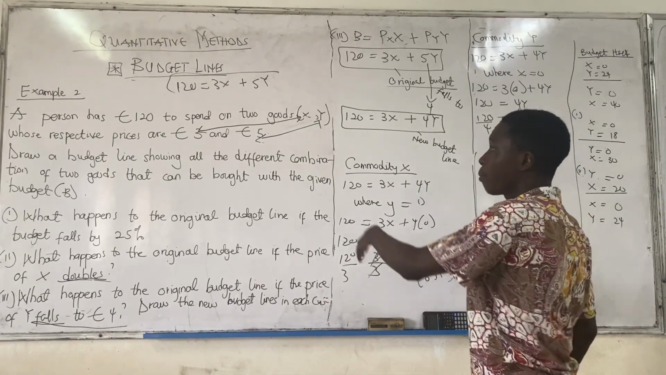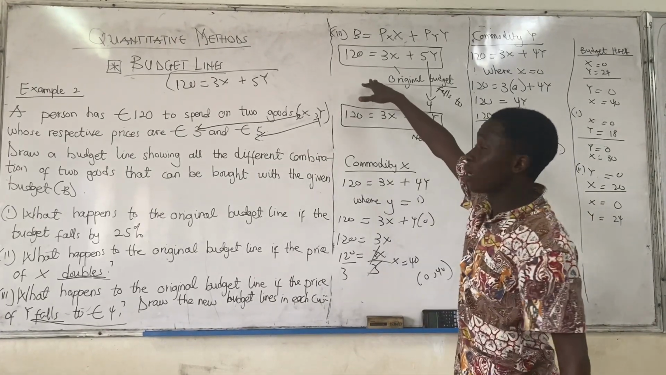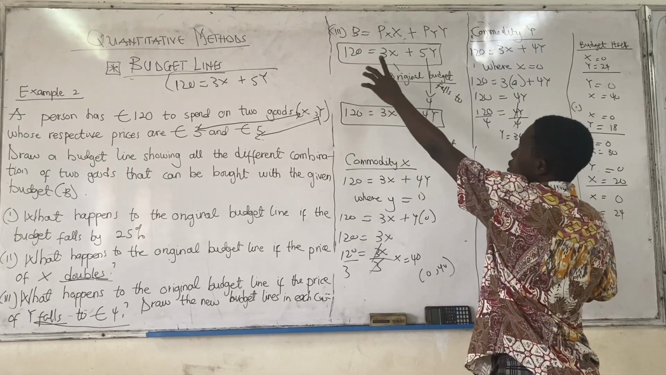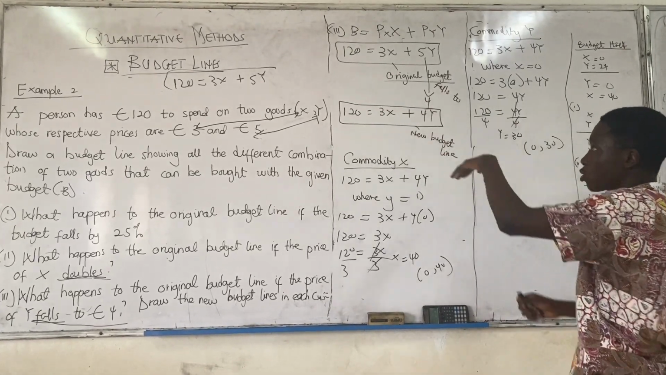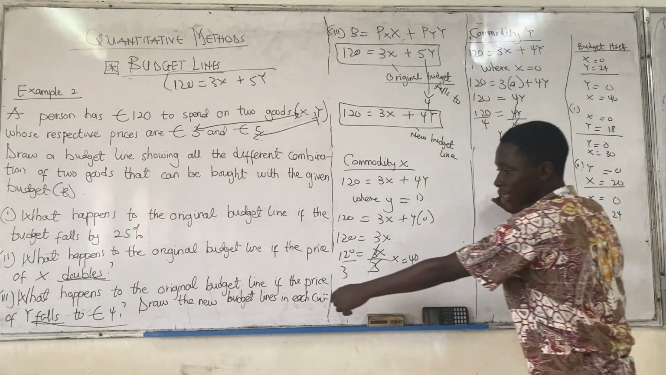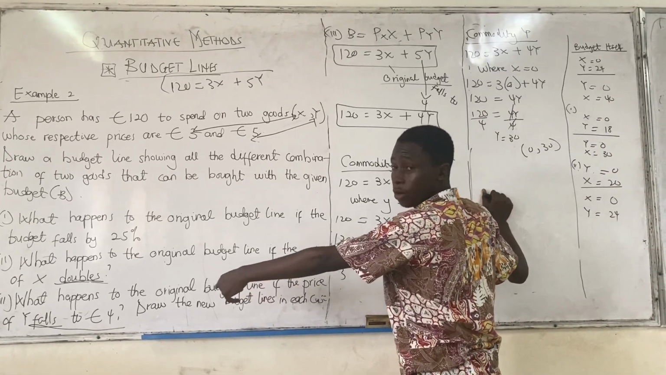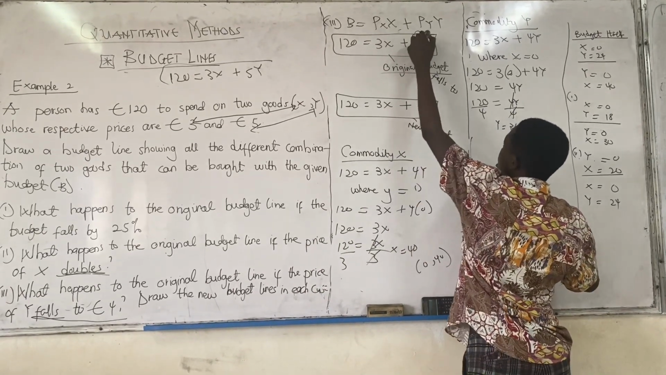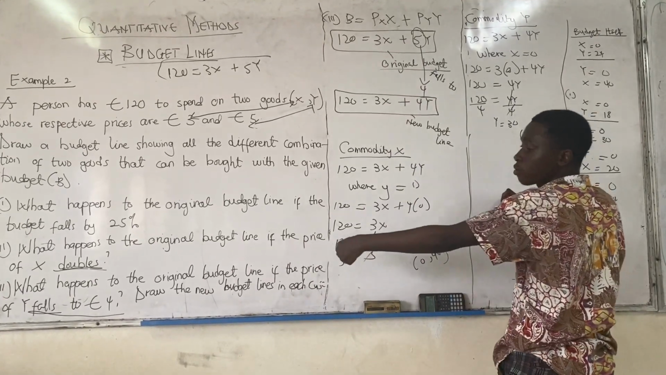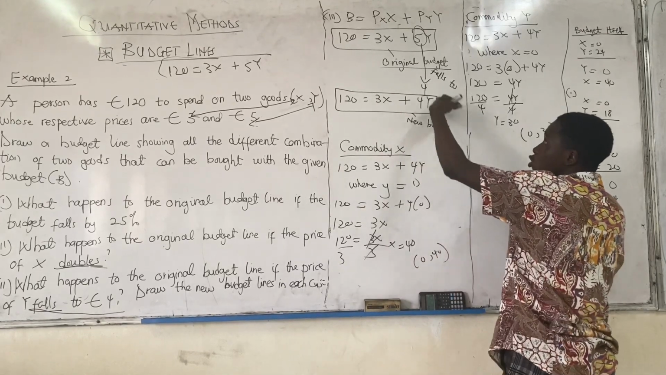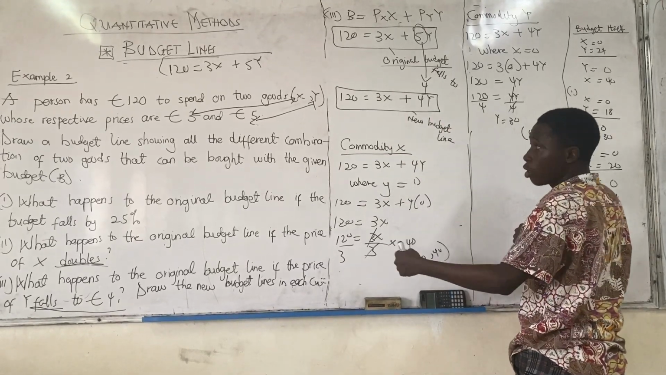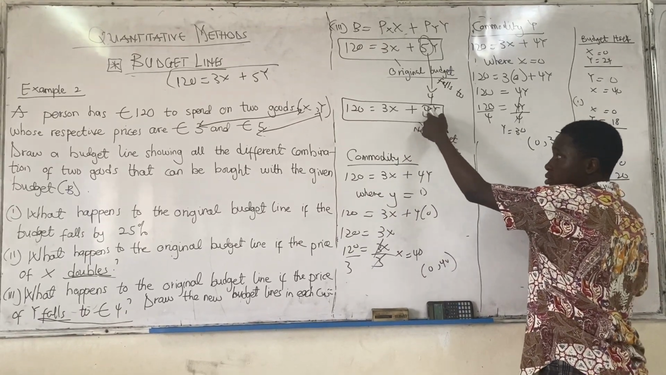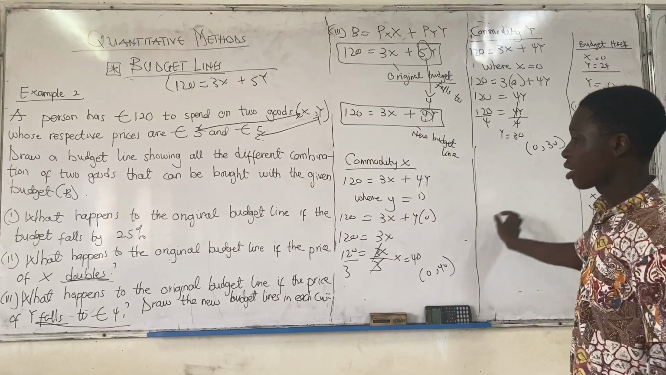And we already know that based on the original budget, which was 120 is equal to 3x plus 5y. But based on the third question, we are seeing that the price of y is going to fall to 4. So since the price of y, which is the 5, is going to fall to 4, you are no more going to use the 5 in your calculation. You are going to use what? 4. That's why there's 4 here. Very good. So basically, this is what you are going to get for the third question.